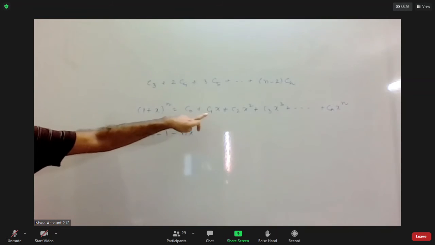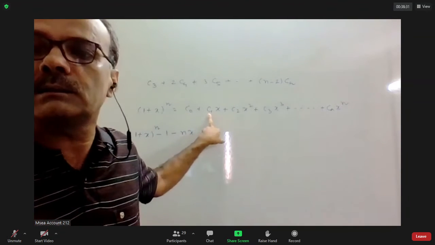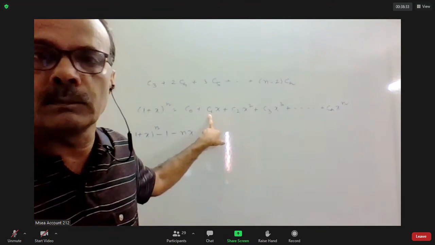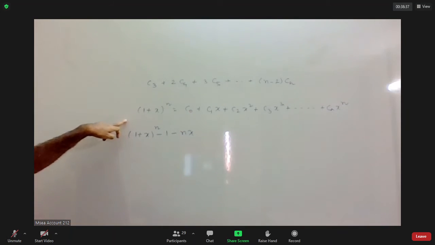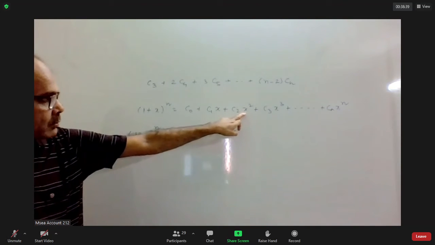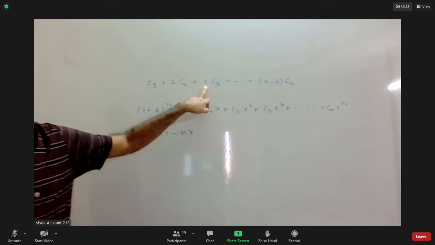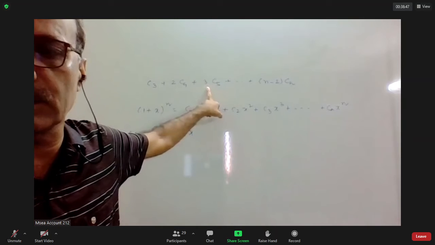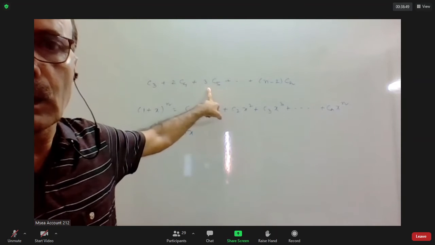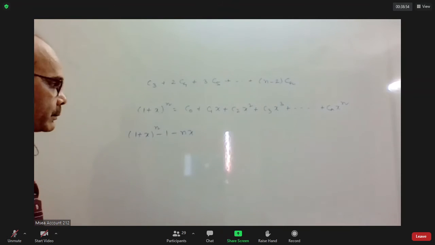This is 1, this is nC1, which is n. Sending these two terms to the left hand side, we don't want x square, because when we differentiate, one thing is clear: we have to differentiate, because coefficients are multiplied by some constant. But we can't differentiate directly. We need to do some manipulation.